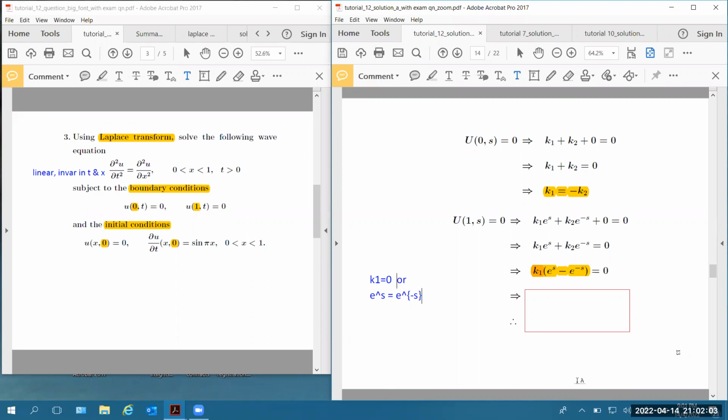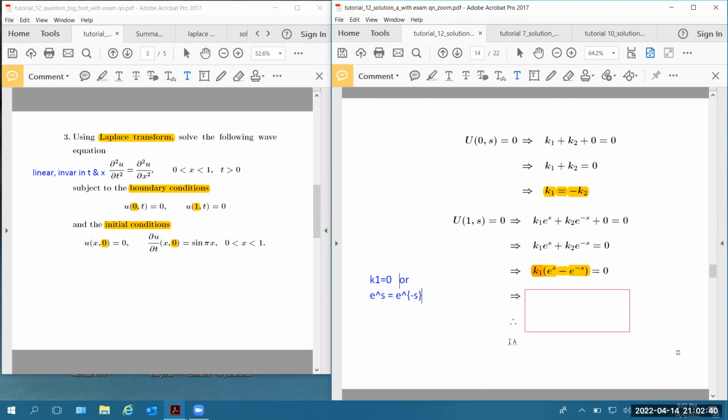Class, let me ask you, which one do you take? K1. Why don't you take e to the power s equal to e to the power minus s? That one must hold true for every value of s. Oh yeah, that's right. Because this e to the power s equal to e to the power of minus s, well, actually, you know that s is a variable, right? So you know that this one cannot be true all the time.